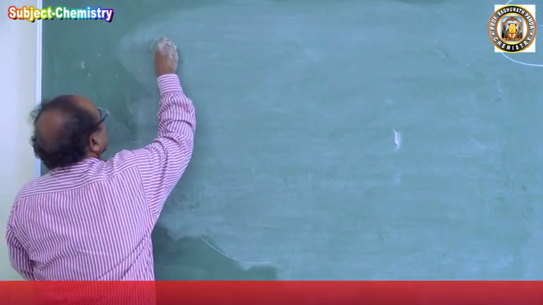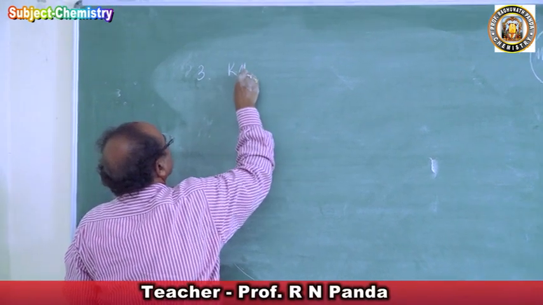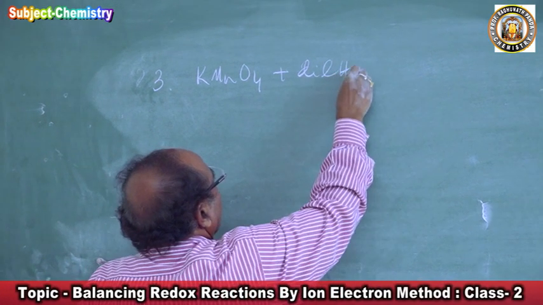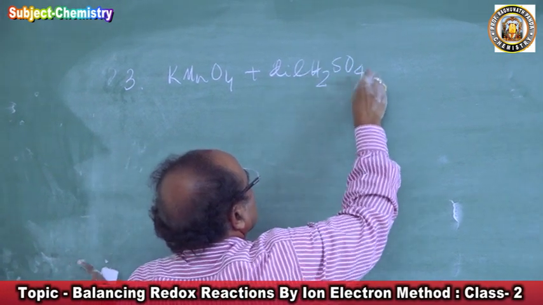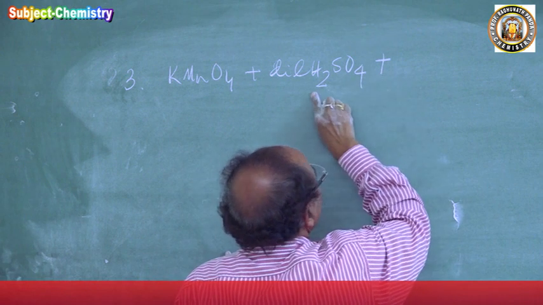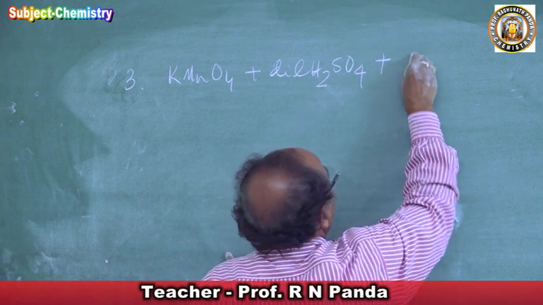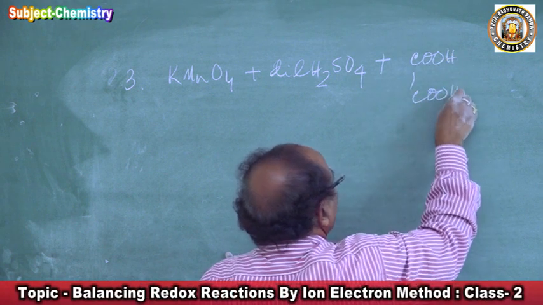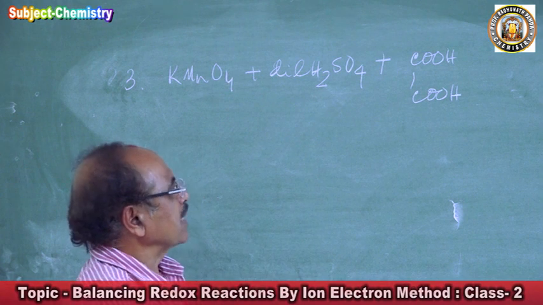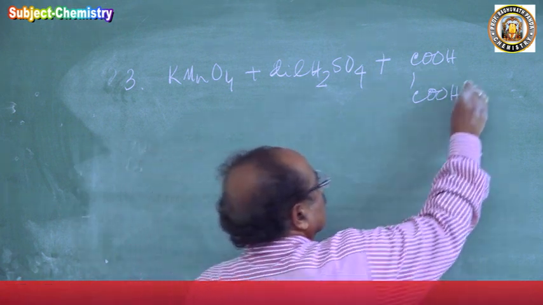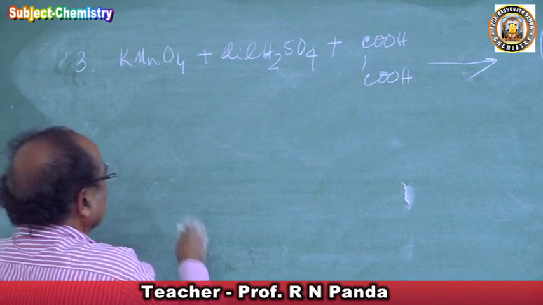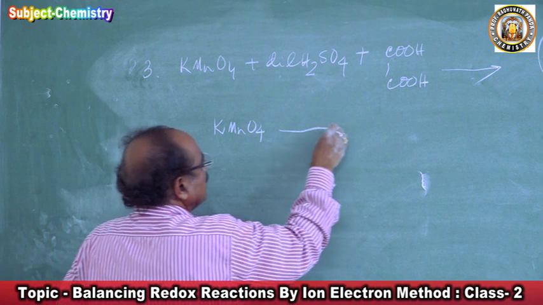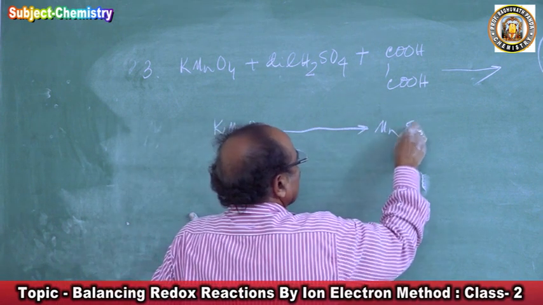So third, let me take another equation, KMnO4 plus dilute sulfuric acid. Potassium permanganate is always an oxidizing agent. In acidic medium we use sulfuric acid and oxalic acid, COOH-COOH. We have in our practical the redox reaction of oxalic acid and potassium permanganate. So here, what is happening? The KMnO4 in sulfuric acid medium is becoming MnSO4.